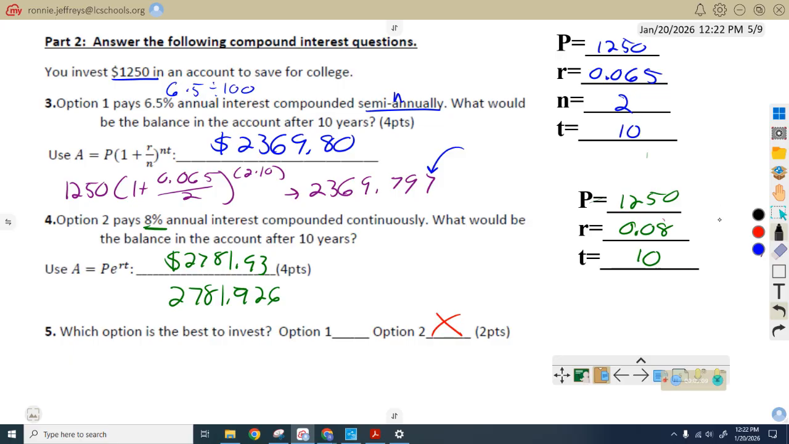Now, things that I would probably put on my orange sheet, you might want to put something like this, or I don't know. The formulas are there, so you know. What did I get to? Semi-annual.